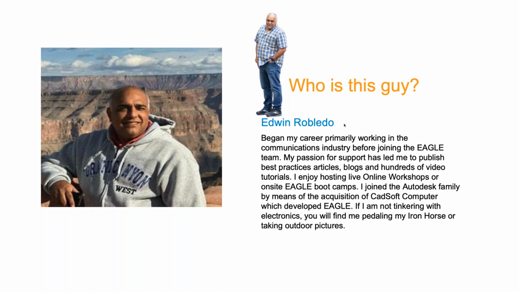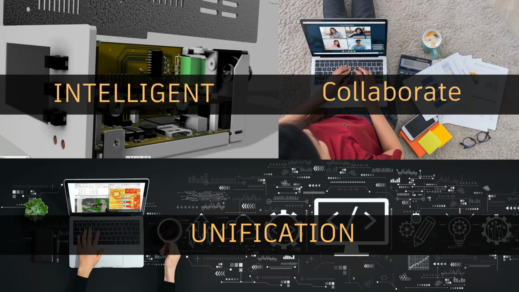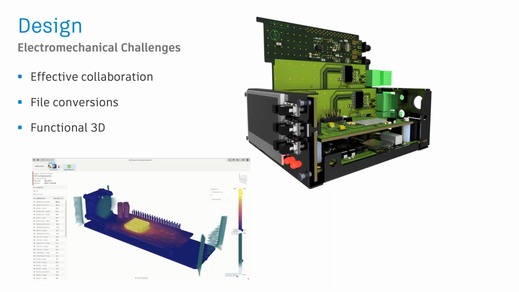The majority of the capabilities I will be explaining in Fusion 360 electronics are available through Eagle as well, as it actually does have a collaboration workflow with Fusion 360. First of all, the primary intent of electronics is that it needs a platform that is intelligent, able to collaborate, and unified. With these three combinations, the creation of any product is required. Therefore, the electromechanical challenges that we encounter today are effective collaboration and not having to do file conversions.